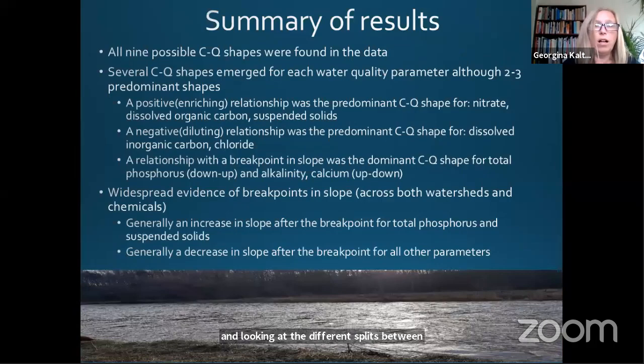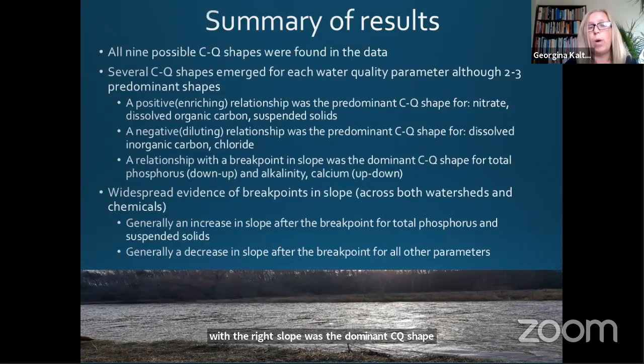So in summary, all 9 possible CQ shapes were found in the data. Several CQ shapes emerged for each water quality parameter, although 2 to 3 predominant shapes emerged. A positive enriching relationship was the predominant CQ shape for nitrate, dissolved organic carbon, and suspended solids. A negative diluting relationship was the predominant CQ shape for dissolved inorganic carbon and chloride. And a relationship with a breakpoint and slope was the dominant CQ shape for total phosphorus, which was down-up, and for alkalinity and calcium, which was up-down.